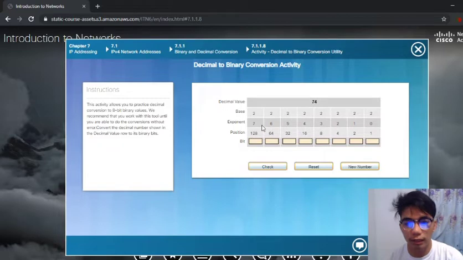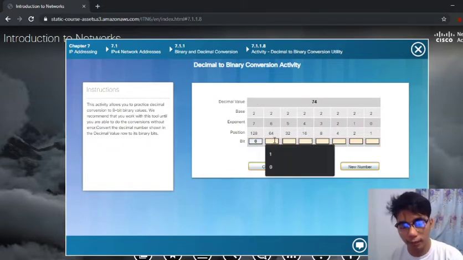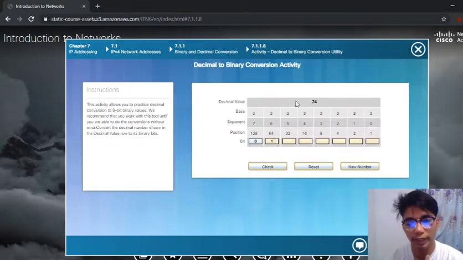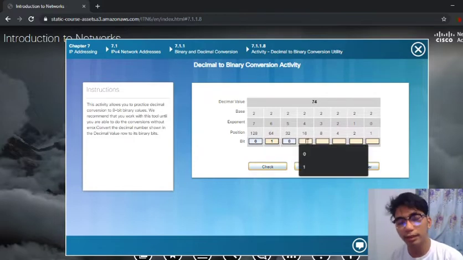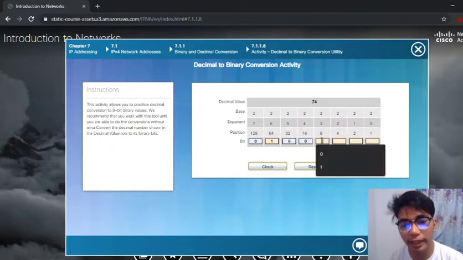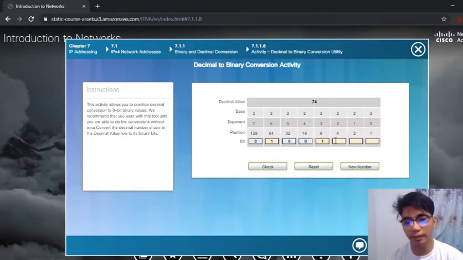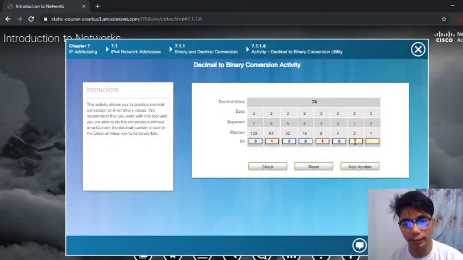Just like this. 74 cannot be subtracted by 128, so it would be 0. Then 74 can be subtracted by 64, so it would be 1, and the difference is 10. So 10 cannot be subtracted by 32, and 10 cannot also be subtracted by 16, but 10 can be subtracted by 8, so let's put 1 in here. Then 10 minus 8 is 2, and 2 cannot be subtracted by 4 because it is smaller than 4. Then let's put 0.